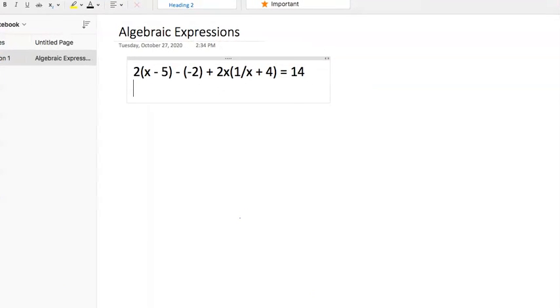All right, algebraic expressions. Let's get into these. So we got 3 of these to look at, and we got the first one already written out here, and it's time to start solving it. Okay, so you got a bunch of stuff to unpack here.